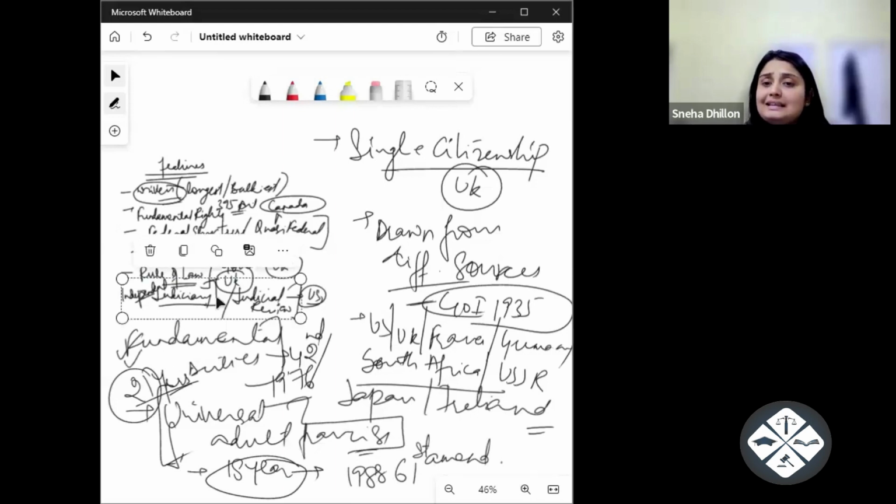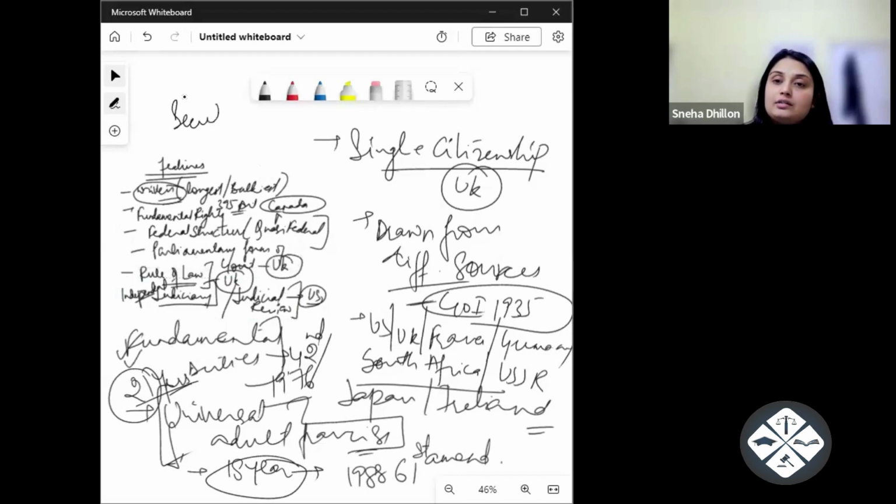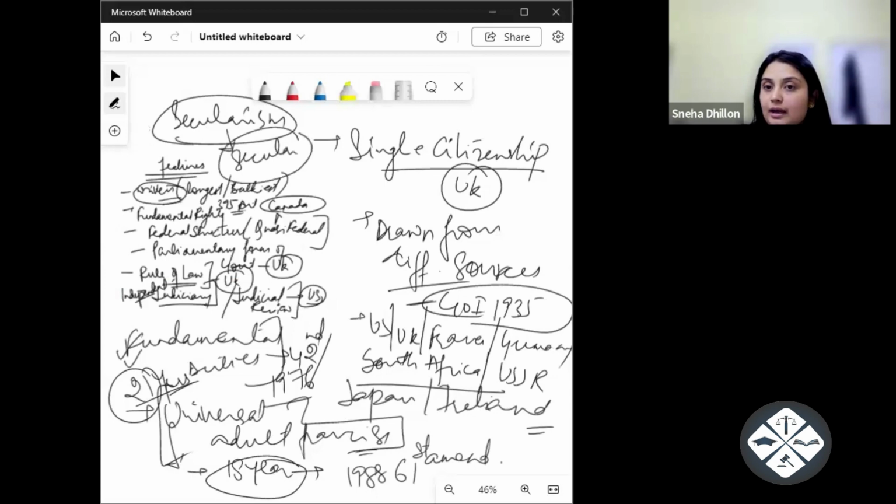Then along with these things, we can also add another feature here, that is secularism. Secularism is a part of the Indian Constitution from day one. As soon as it was enforced, it is a part. However, the word secular, this term, was added to the preamble through the 42nd Amendment.